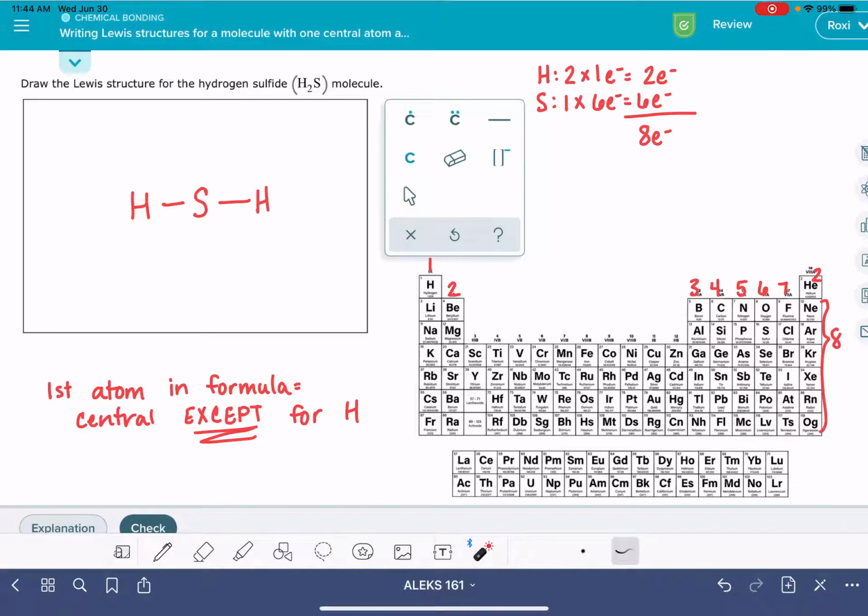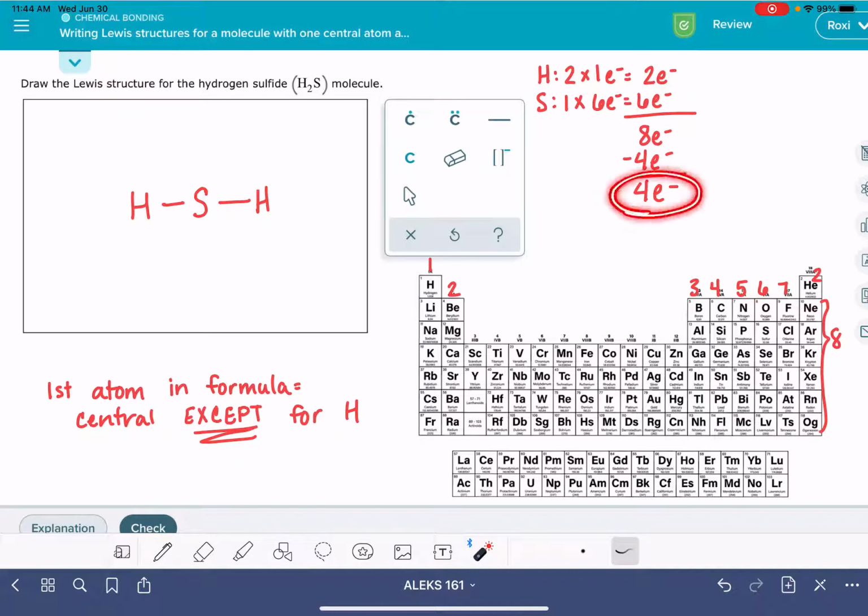So every bond that we use to connect an outer atom to the central atom contains 2 electrons. And so that means that by drawing these 2 bonds, we just used a total of 4 electrons, which means that we have 4 electrons left. Again, there's 2 electrons here, there's 2 electrons here. We used 4 electrons. Of our initial 8, we've got 4 electrons remaining.